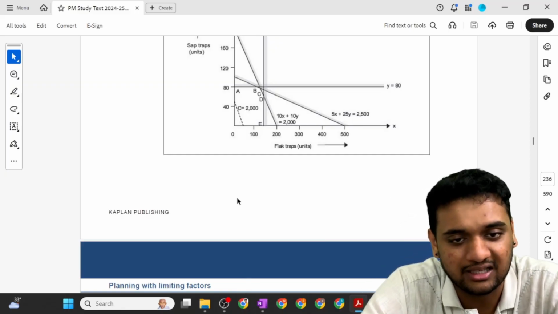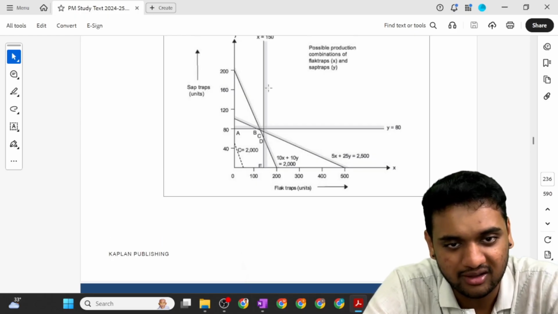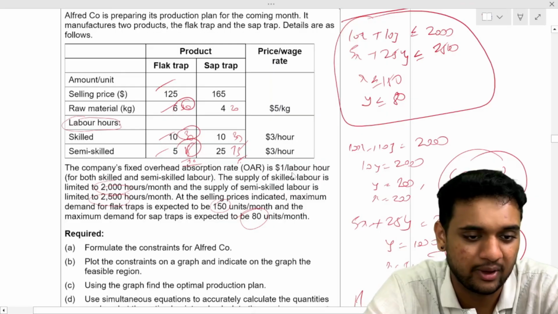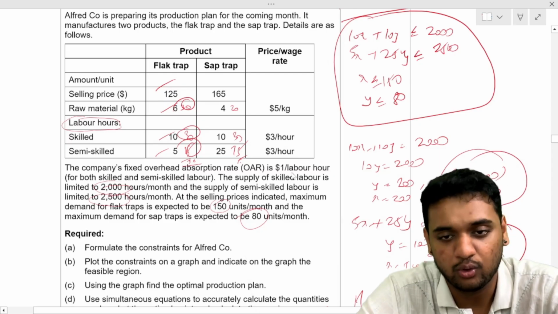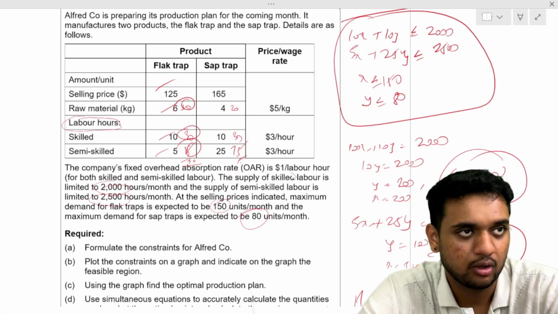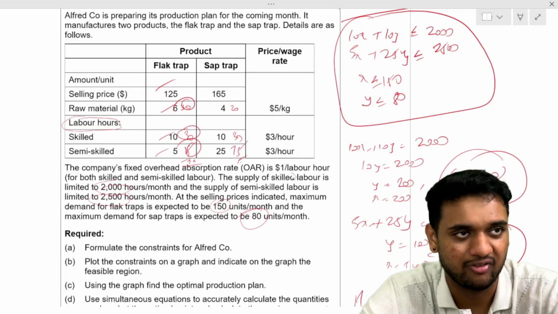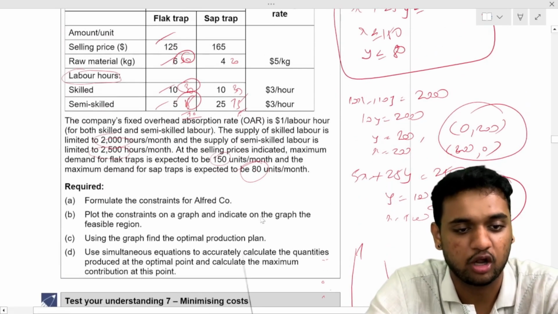Point D is the combination of what two lines? Point D is the combination of x is equal to 150 and 10x plus 10y is equal to 2000. Solve that, you will get x and y. Substitute that in the equation, you will get the maximum contribution. Understood, all of you? I will give you 10 minutes. Please, you can see the graph. Find point D, find x and y, and find the maximum contribution.